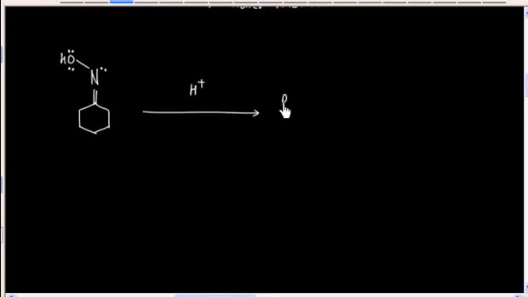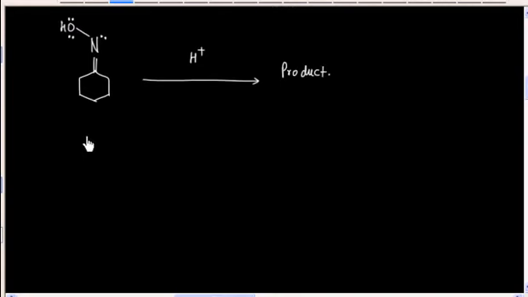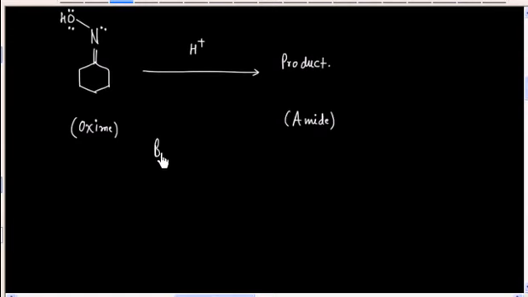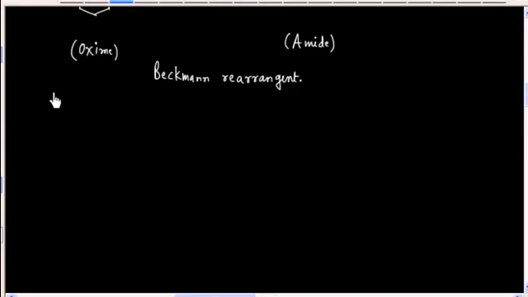So let us write product for this reaction. So this is an oxime. So final product will be amide. And this reaction is Beckmann rearrangement. Now let us derive product using mechanism.